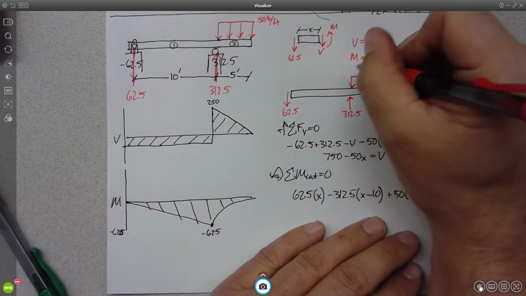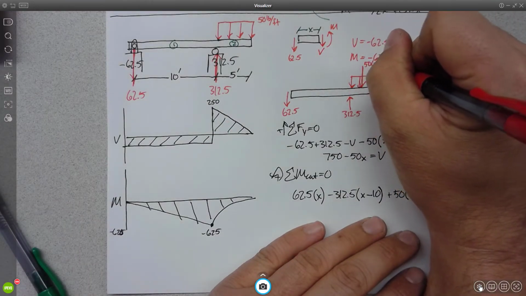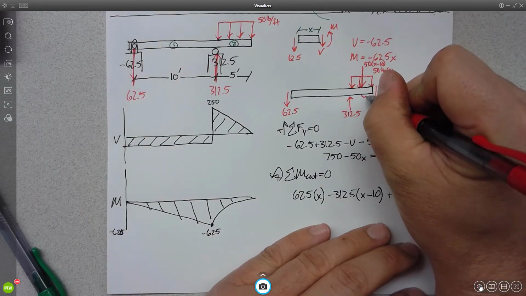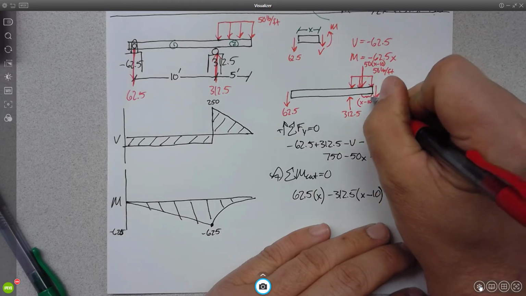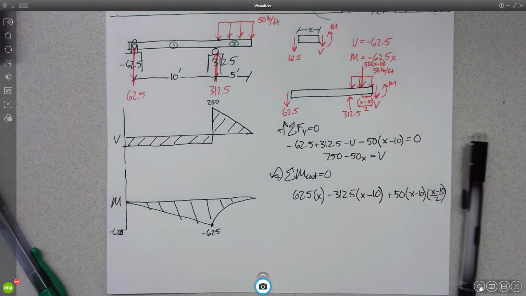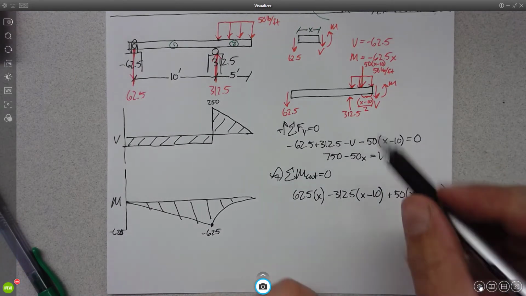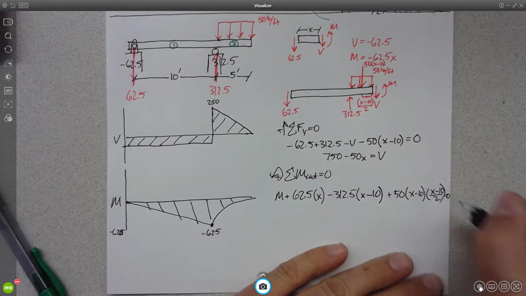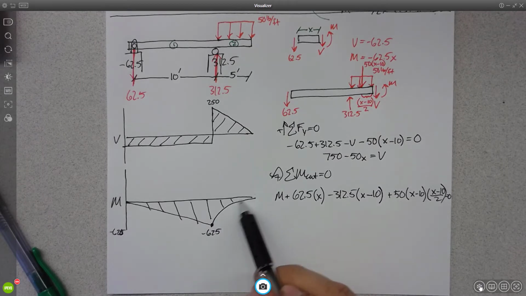Again, where's this coming from? It's coming from the fact that this is 50 times x minus 10, right? And then this distance here is x minus 10 divided by 2, right? And then we'll have plus our moment and equals 0. Okay, and you can solve this if you want, and you'll end up with the equation for this curve here.